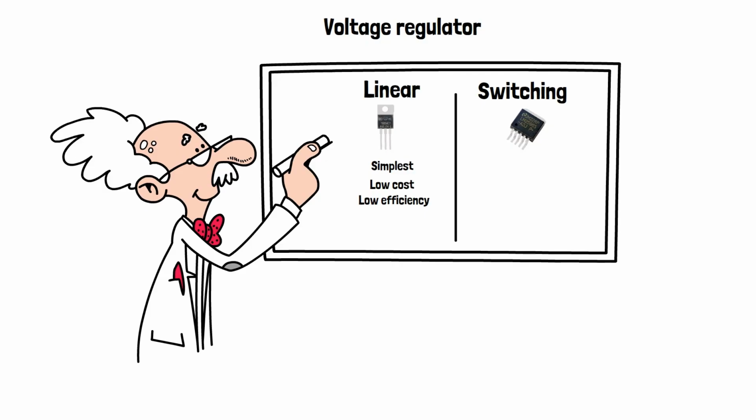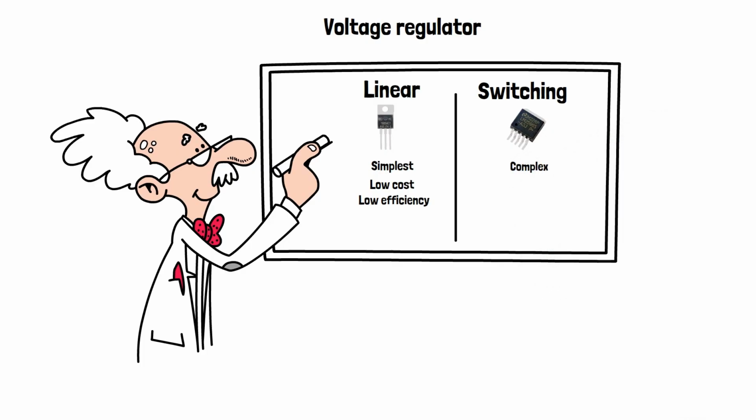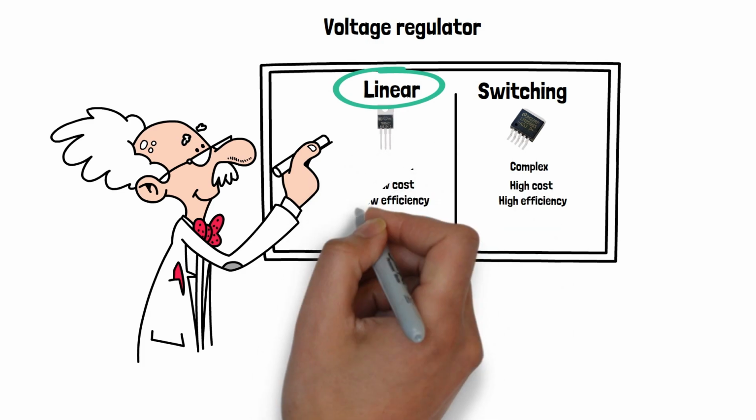Switching voltage regulator ICs, on the other hand, operate by converting the input voltage into pulses through the switching action of MOSFETs and using inductors to produce a stable output voltage. Although their circuitry is more complex, their efficiency is much higher, potentially exceeding 90%. In this video, I will focus on linear voltage regulator ICs. Switching voltage regulator ICs will be discussed in a future video.